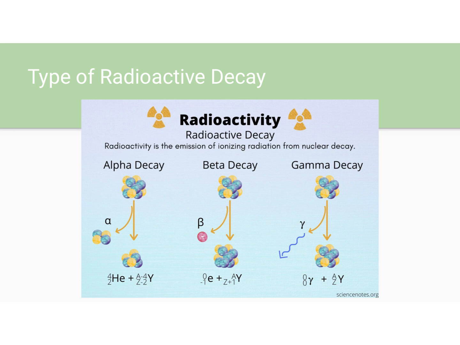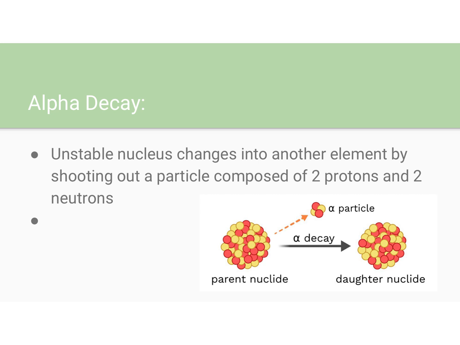Our first type of decay is alpha decay. Alpha decay occurs when an unstable nucleus changes into another element. While that happens, it shoots out a particle that's composed of 2 protons and 2 neutrons. So what you need to write down is what I'm going to write down. When alpha decay occurs, it loses something called an alpha particle, and we write it like this.